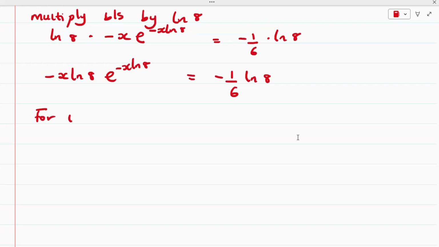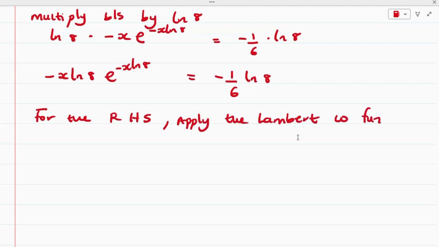So for the right hand side of the equation, we want to simply apply the Lambert-W function one more time to the right hand side of this equation. So applying the Lambert-W function, the Lambert-W function is W(a e^a), and this is equal to a.